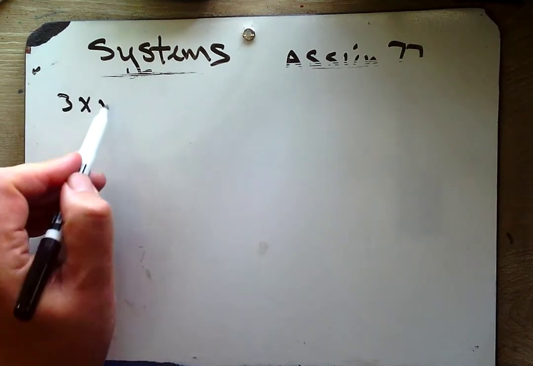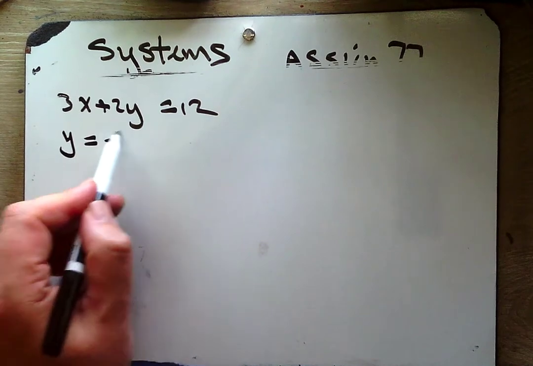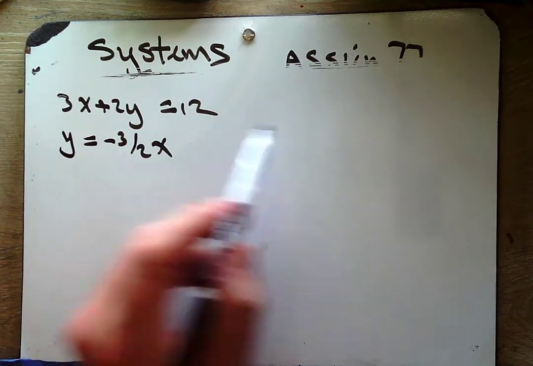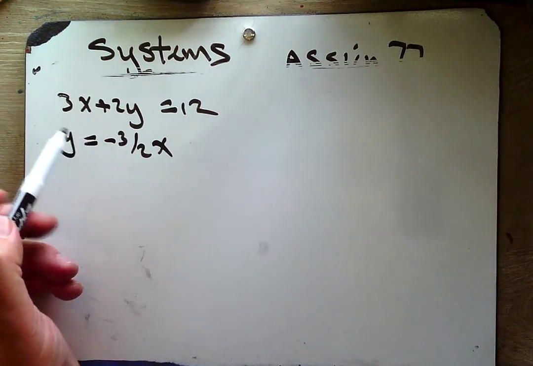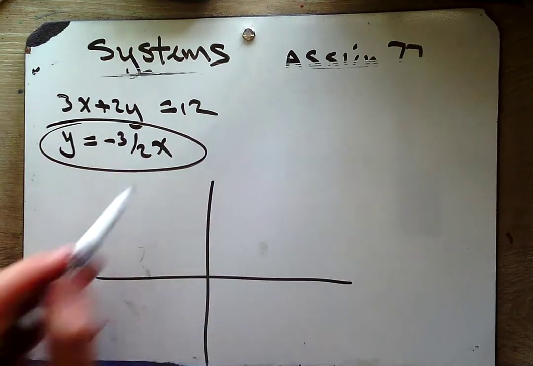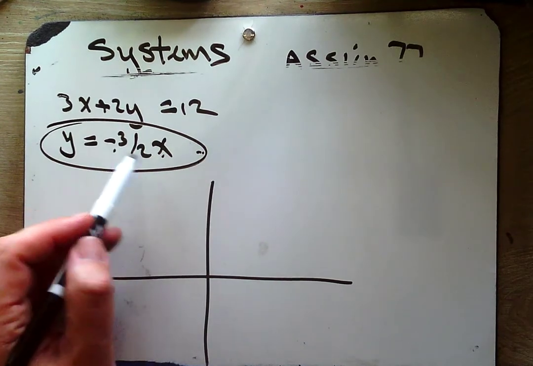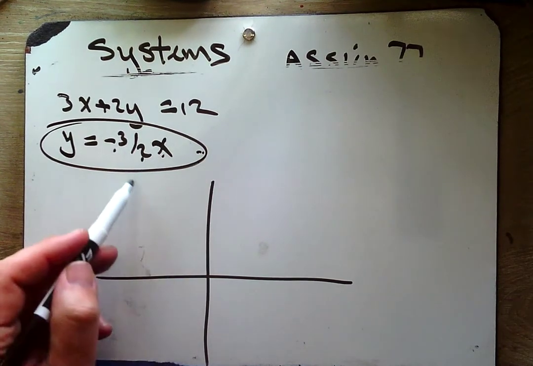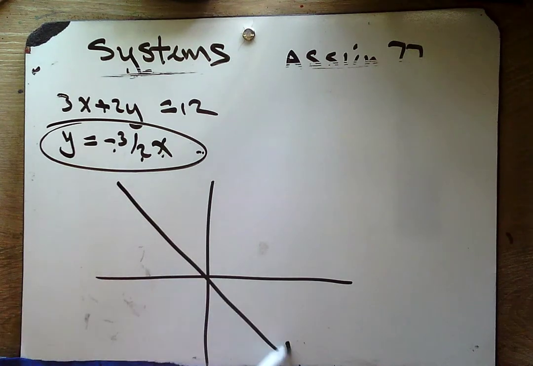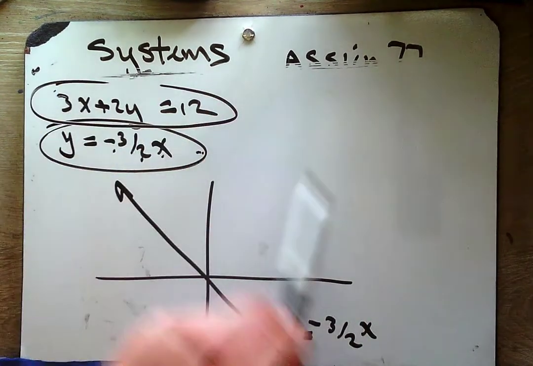If I've got 3x plus 2y equals 12, and I have y equals negative 3/2 x, I could graph each of these linear equations. This one, because there's no y-intercept, there's no b value, I just know that I'm going down 3 and over 2. So I have a line like that. Negative 3/2 x is that equation. But what about graphing from standard form?